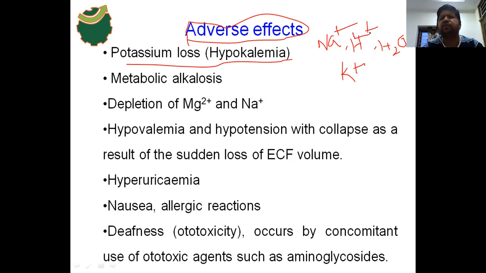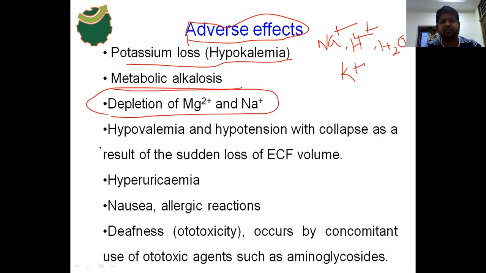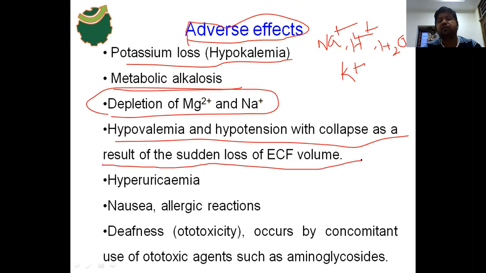And as there is a loss of H plus ion, as hydrogen ion is lost, there is metabolic alkalosis. The pH of the blood suddenly becomes alkaline, suddenly it will increase, and that will result in electrolyte imbalance, that will result in severe vomiting, dehydration, abdominal cramps, BP fluctuations, and finally the person may enter into coma. And along with that there is a depletion of calcium and magnesium along with sodium. Hypovolemia and hypotension with collapse result in sudden loss of ECM.